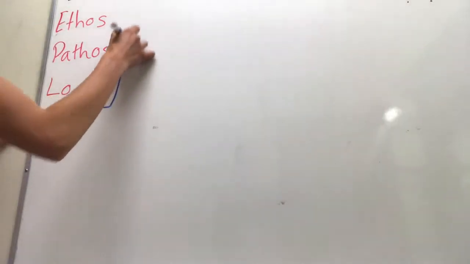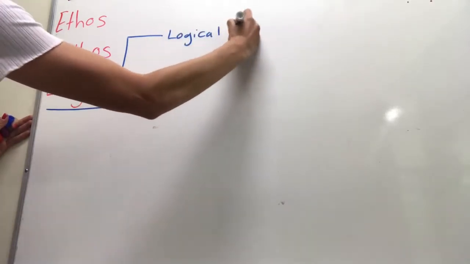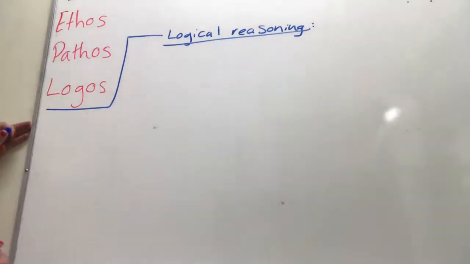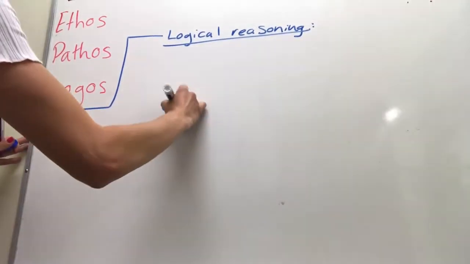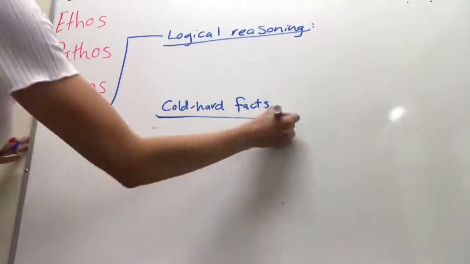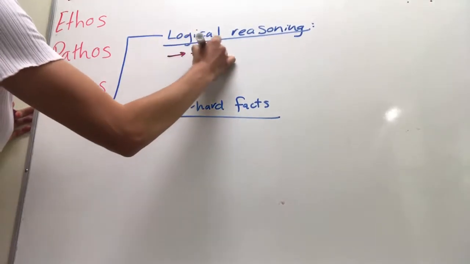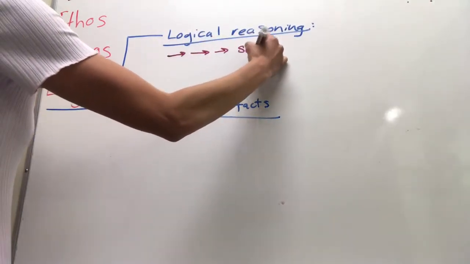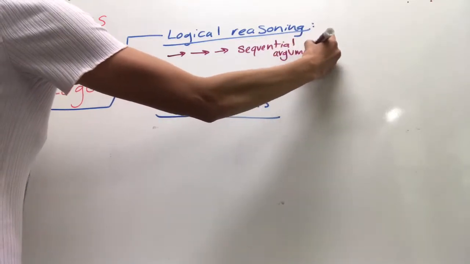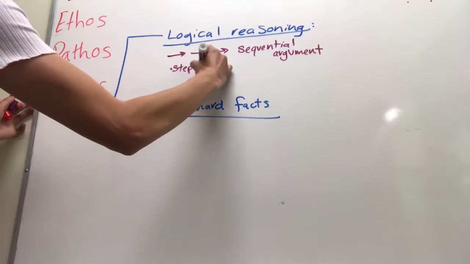The last appeal I want to talk about is logos. And logos can be broken up into two smaller tools. The first being logical reasoning, and the second being just cold hard facts. Logical reasoning is basically a step-by-step argument that helps you lead to a conclusion. So basically saying, since this and this is the result. This is almost like a thesis or a research paper where you're adding your points all together to lead to a conclusion.